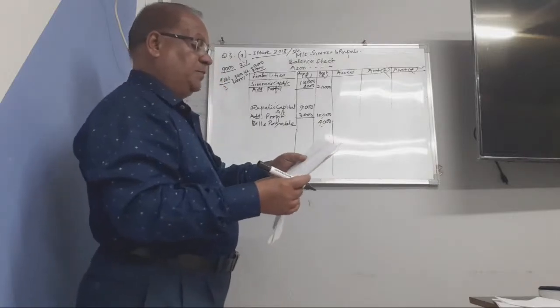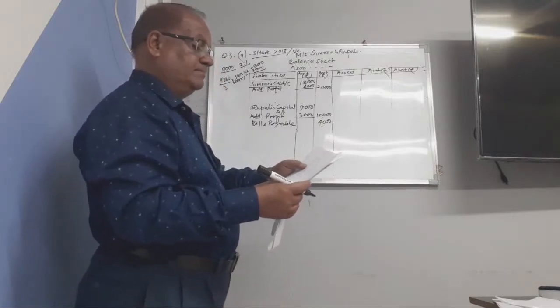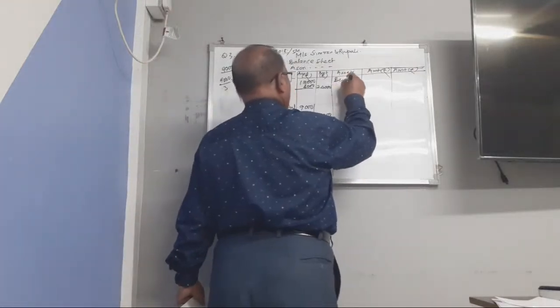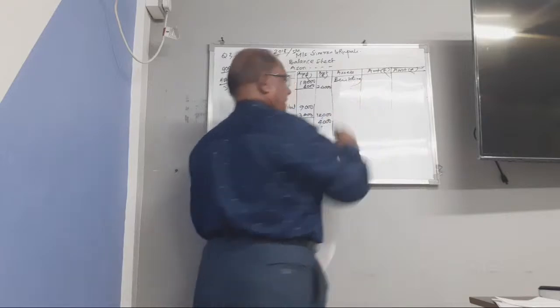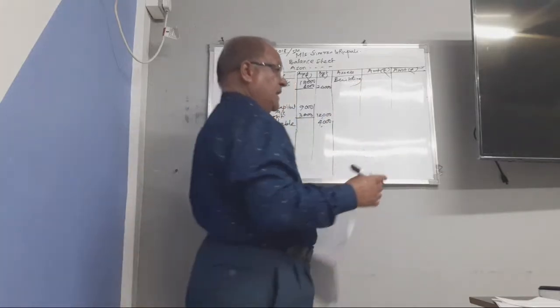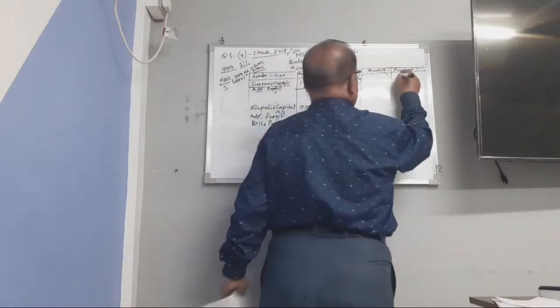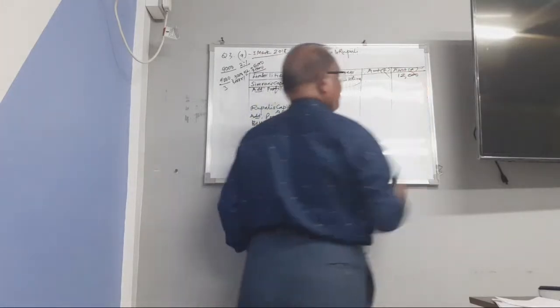After that, 4,000 building is there. It is an asset. Going on the asset side, building there. The amount of building is 12,000, and there is no more depreciation. Directly going on the outer column, 10,000 being the amount there.